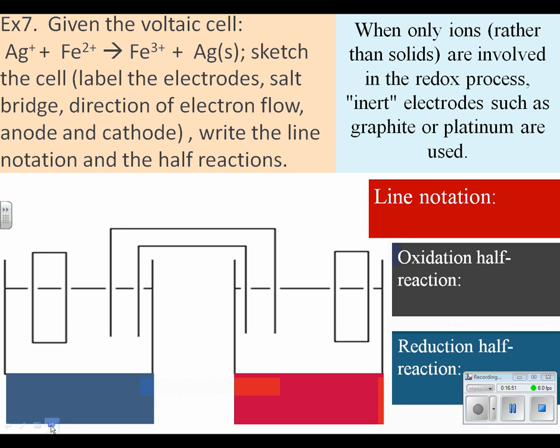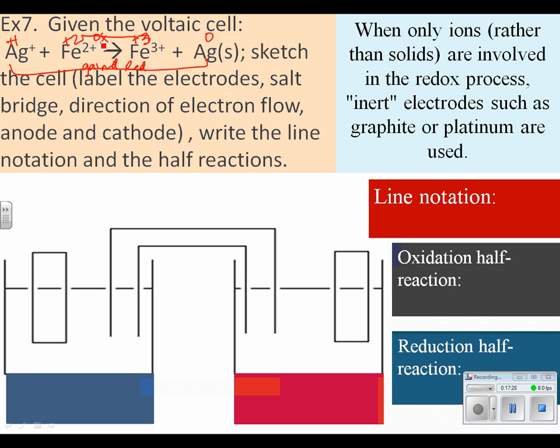Silver is a plus, so this is a +1. This is a +2. This is a +3. And this is a 0. So the 1 to the 0 becomes less positive. That means it gained, which means it was reduced. And this one was oxidized because it became more positive. It lost electrons, yes.